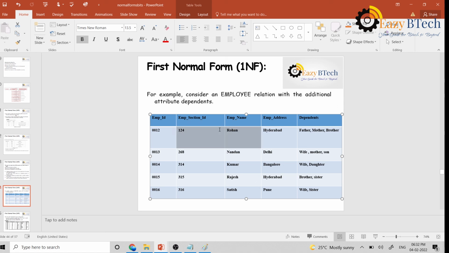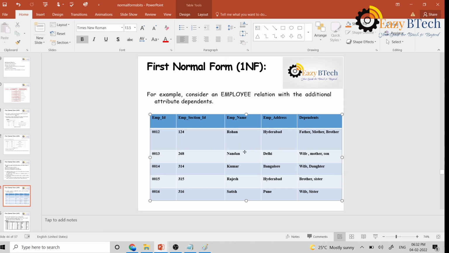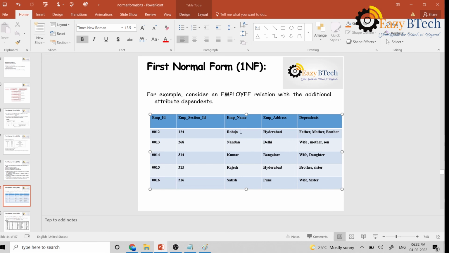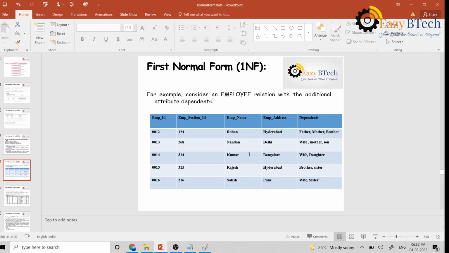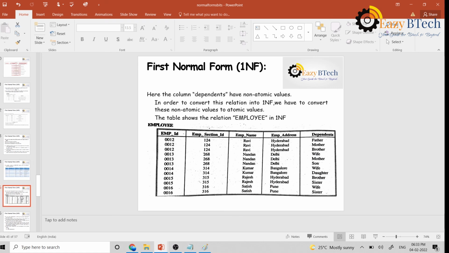He is the employee Rohan. Right now we have a COVID situation, so compulsorily we require some health insurance. Rohan is the employee, and his father, mother, and brother are dependents. Nandan's wife, mother, and son are dependents. To overcome this, we divide the table: Rohan father, Rohan mother, Rohan brother. We divide into two tables, the employee table and the family table.